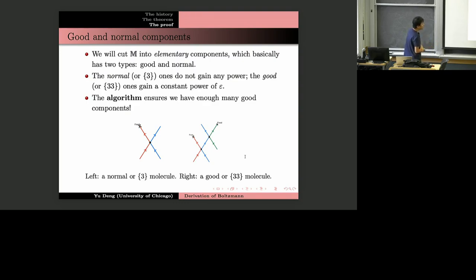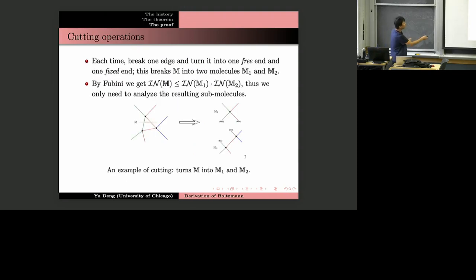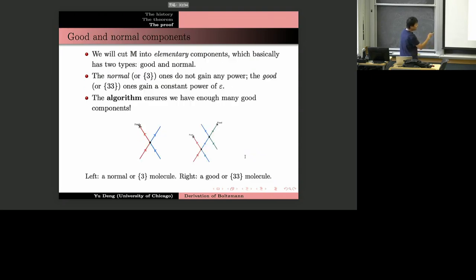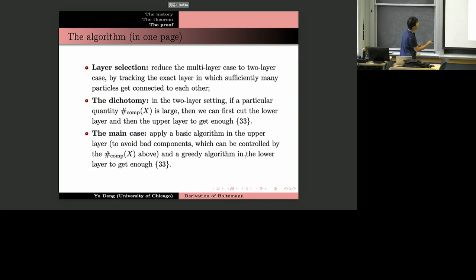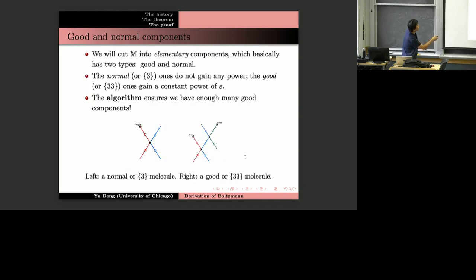So these are elementary integrals. And finally, we'll show there exists an algorithm, a cutting algorithm, such that we can perform a suitable sequence of cuttings to the whole molecule that cuts it into molecules like on the left and molecules on the right, such that the number of molecules on the right is bigger than what we want. So I think essentially we need to have many good components, the good components on the right, and this is the task of the algorithm.